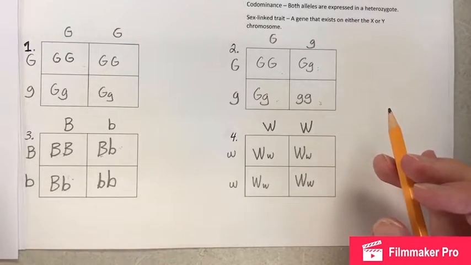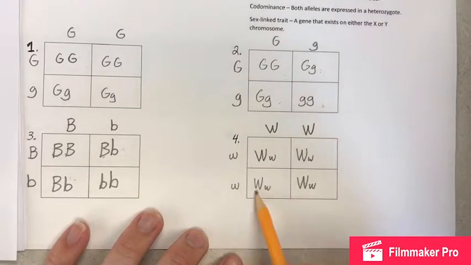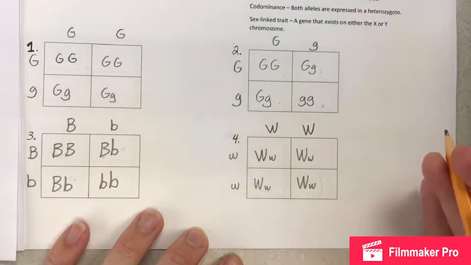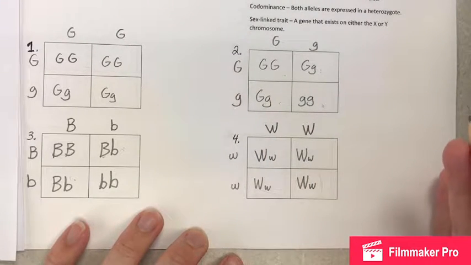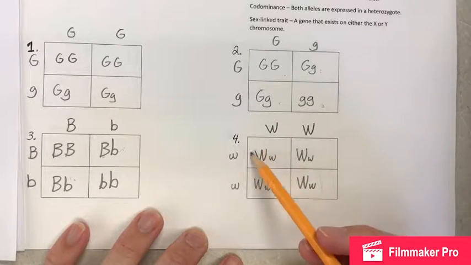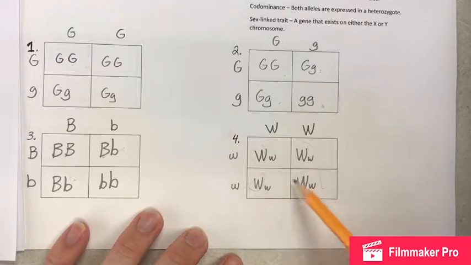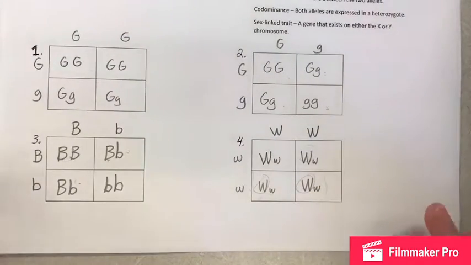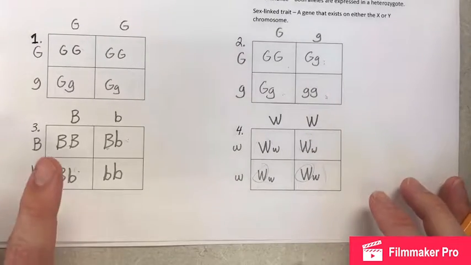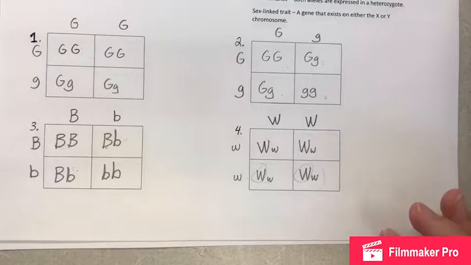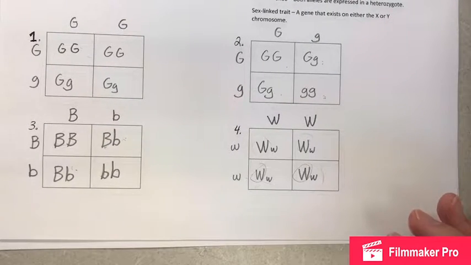Okay, and so we get this cross and we see that all of our offspring are heterozygous. Okay, so for genotype, heterozygous. For our phenotype, they're all going to have widow's peak because they all have at least one dominant allele. Okay, so I'll end this video here with just normal dominant recessive relationships. The next video will look at some incomplete dominance and codominance.